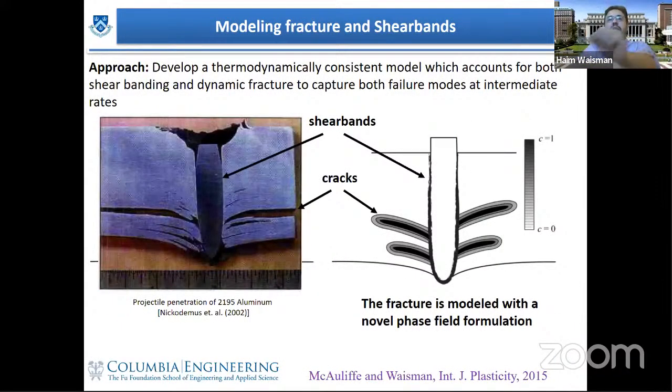Now I want, in addition, to introduce fracture. So far I just talked about strain localization. Now I want to talk about introducing fracture in addition. The idea is as follows. This is an experiment that shows that under penetration of this projectile, one will have both cracks and shear bands at the same time. So how do we incorporate cracks in addition to this model? We have decided to introduce a phase field formulation into this model.